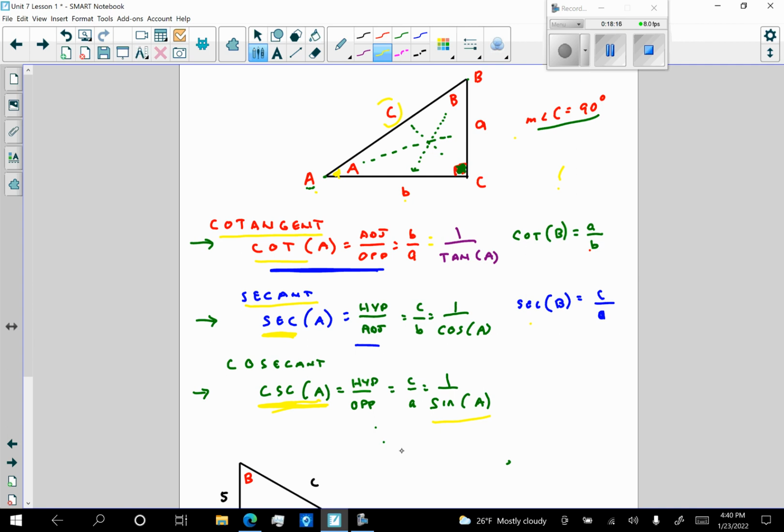And as we've done, let's go ahead and find the cosecant of angle B while we're at it. Cosecant of angle B is going to be the hypotenuse again, which is C, divided by the opposite leg to B, and the opposite leg to B is going to be lowercase b.